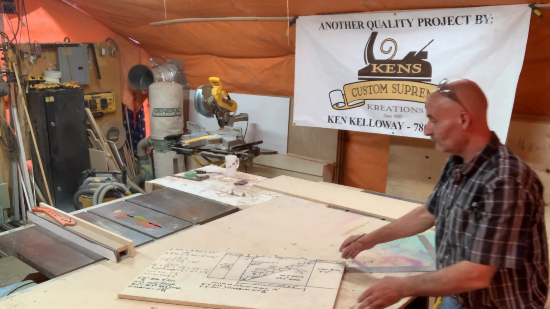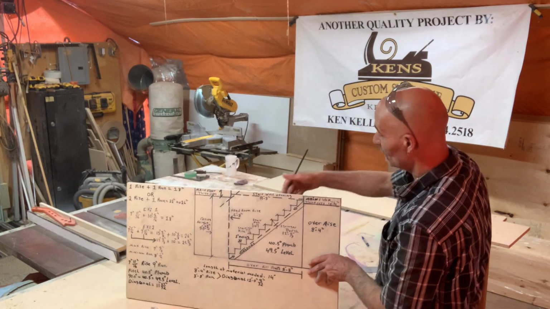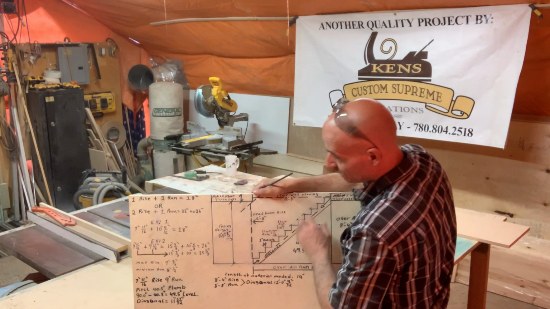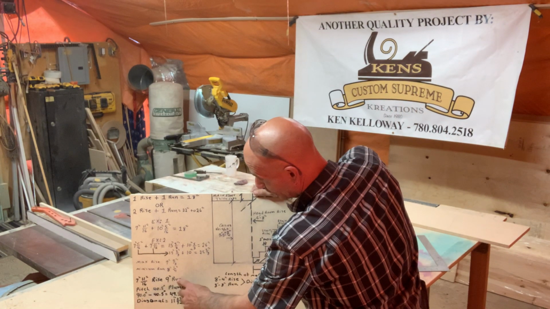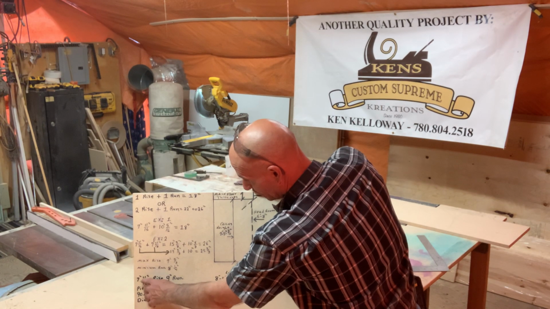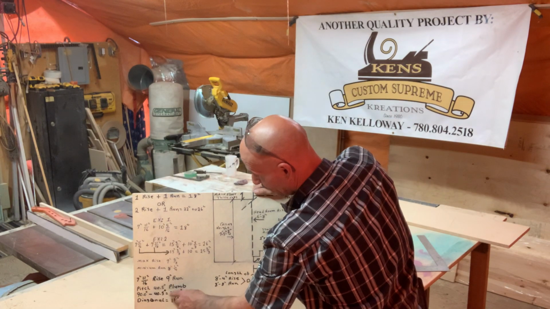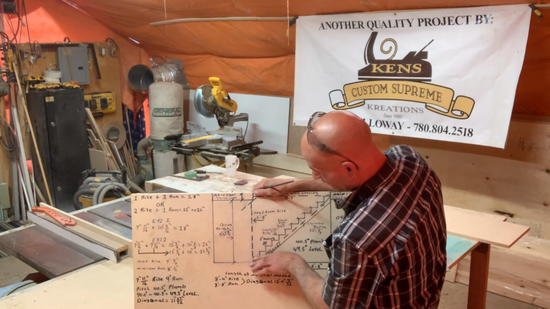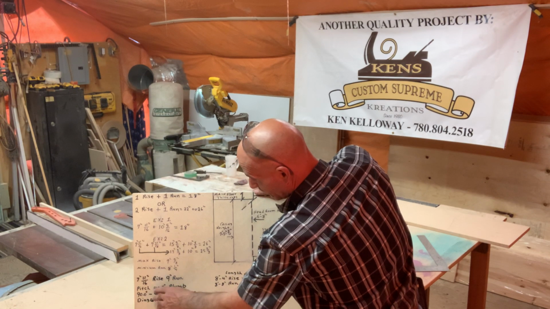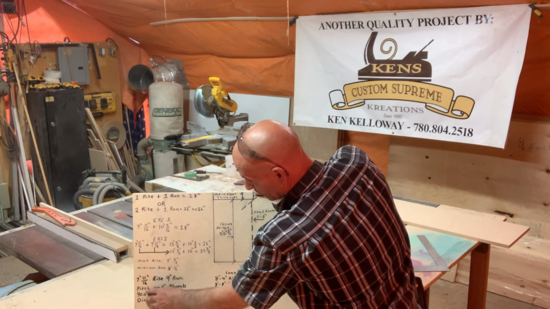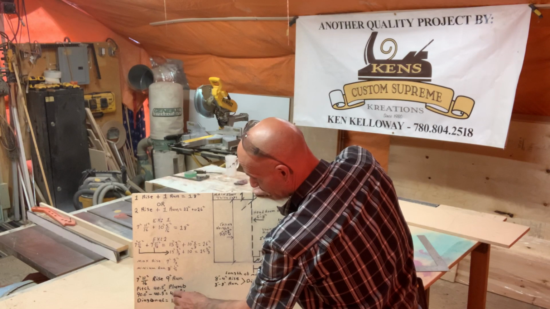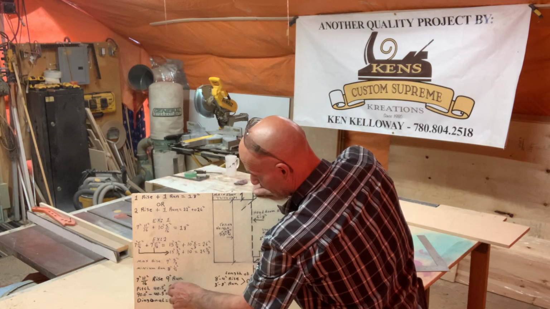So now I know that I need to set my miter saw, mitering to my right, which is the run. Mitering to the right, which is my run, which is the level, I need 49.5 degrees. For the rise, for the plumb, I need 40.5 degrees. So I got 49.5, 40.5.